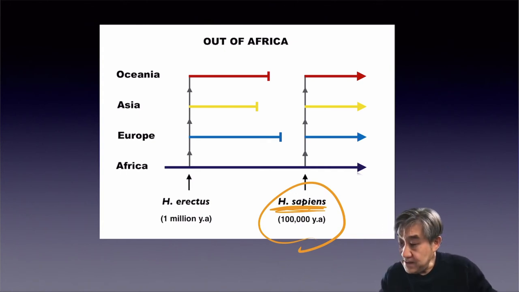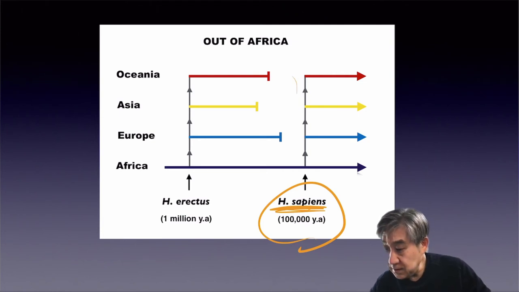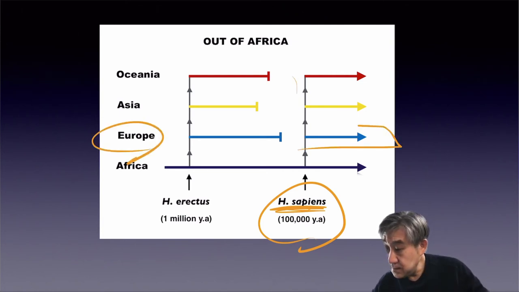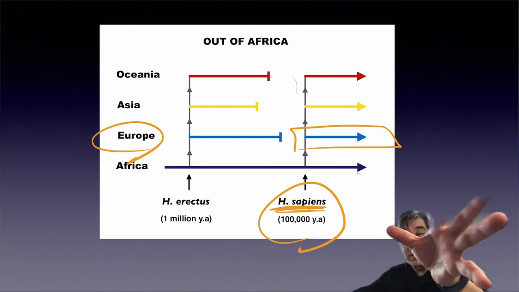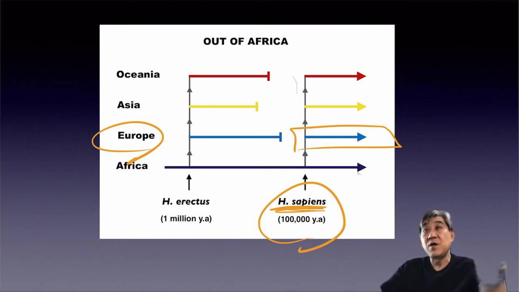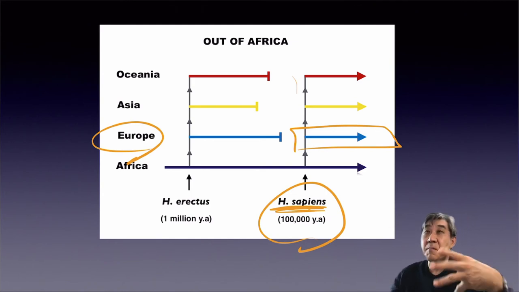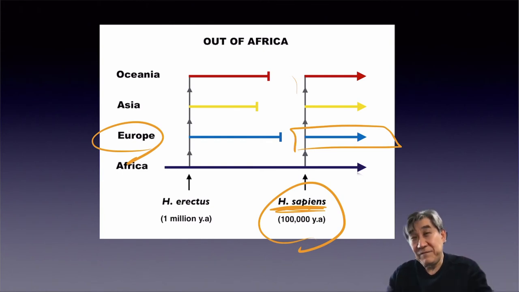When they made this migration, especially in Europe, there must have been some native humans living there. Who? The Neanderthals must have been living there, and these newcomers must have collided, or at least, mildly put, overlapped. There must have been overlapping habitats, at least in this area, because that's the area where the Neanderthals were living back then. Okay.